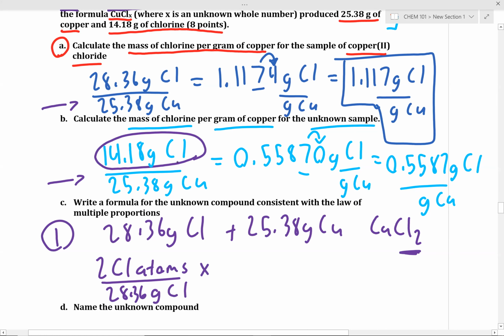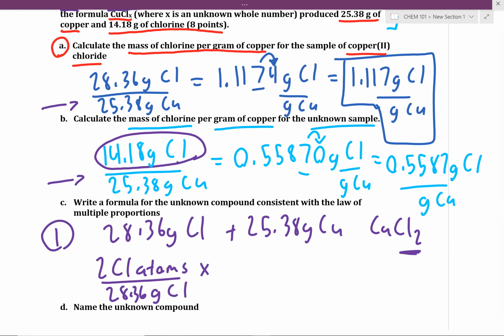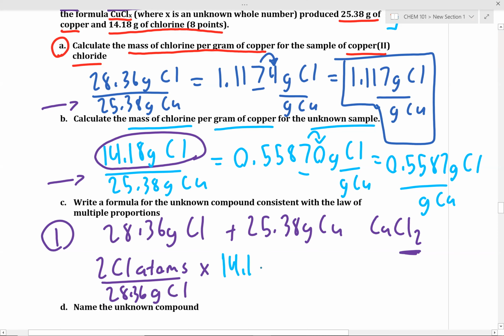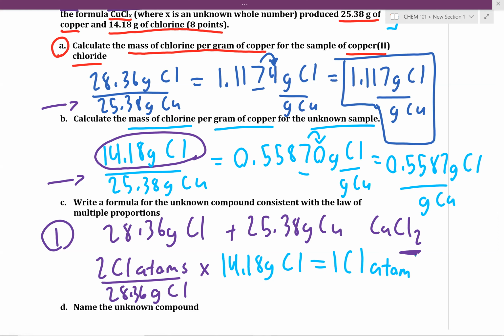So since the only thing that's changing is the mass of chlorine, in our second experiment, how many grams of chlorine did we have in our sample? 14.18, right? So if we want to figure out the atoms of chlorine in our unknown sample, we just multiply this ratio by the mass of chlorine. That gives us 2 over 28.36 times 14.18, which in turn gives us 1 chlorine atom. Then, if our mass of copper is the same, should we have the same number of copper atoms in our formula? Yes, right?